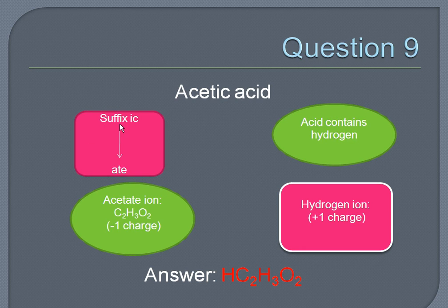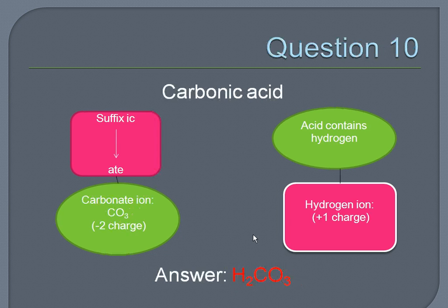Question 9. Acetic acid. Remember, the suffix "ic" goes to "ate", which would make acetic an acetate ion. Acetate is C2H3O2 and has a -1 charge. An acid contains a hydrogen, and a hydrogen ion has a +1 charge. If we have +1 and -1, we get a neutral charge, which would just make the formula HC2H3O2.